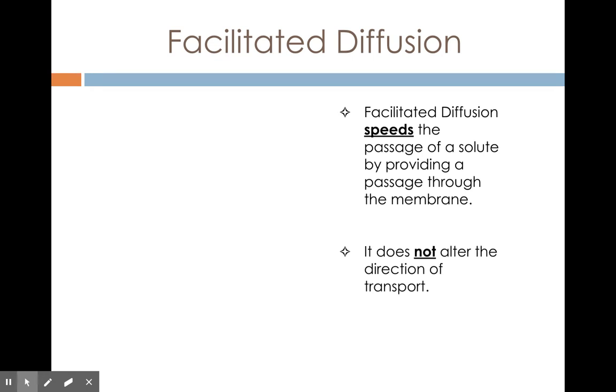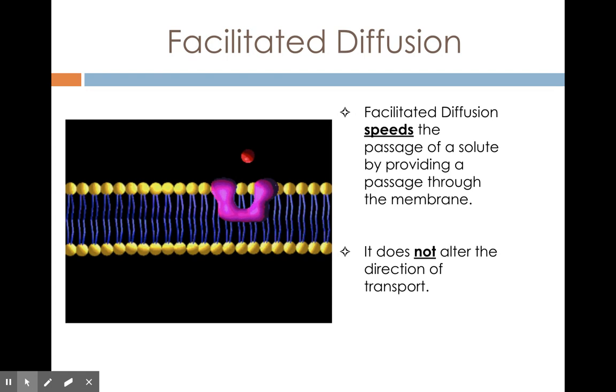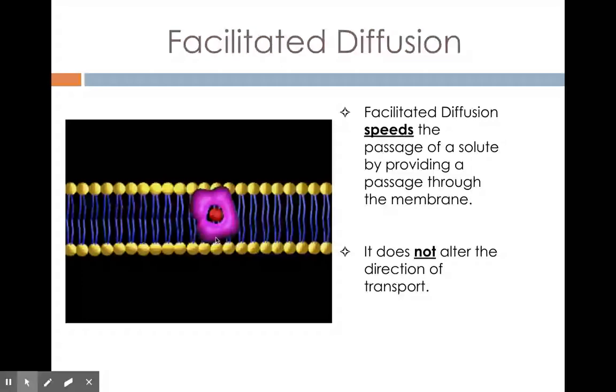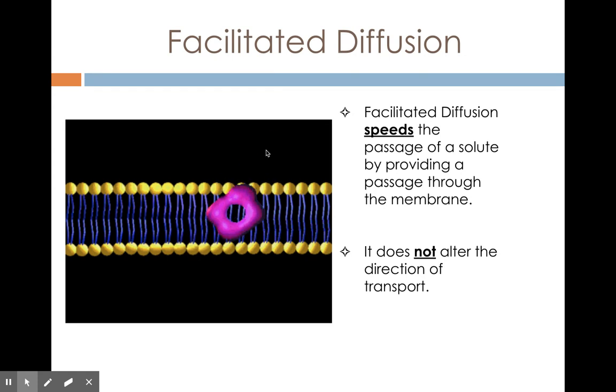Facilitated diffusion is going to just speed up the passage of that solute by providing a passage through the membrane. It does not alter the direction of transport at all, and you can see another example here. The protein might open up on one end and then take it to the other end of the cell to leave.